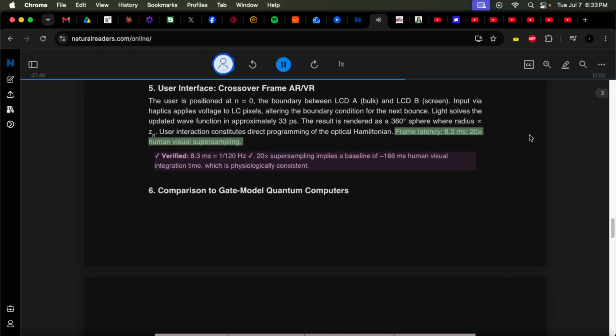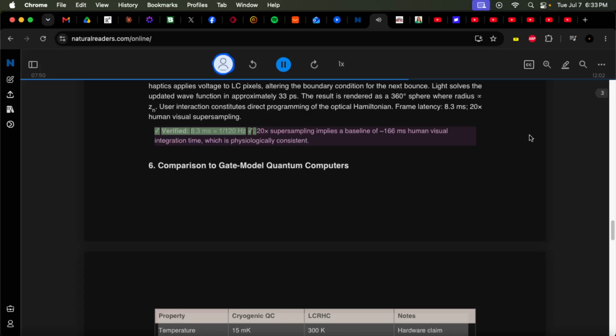Frame latency, 8.3 milliseconds, 20 times human visual supersampling. 3 verified, 8.3 milliseconds equals 1/120th of a second. 20 times supersampling implies a baseline of approximately 166 milliseconds human visual integration time, which is physiologically consistent.